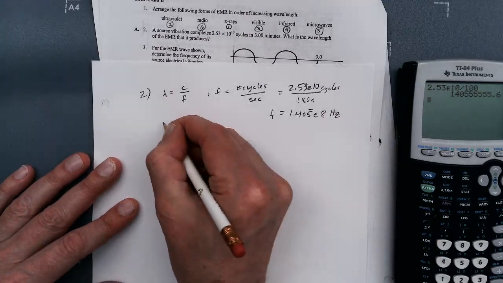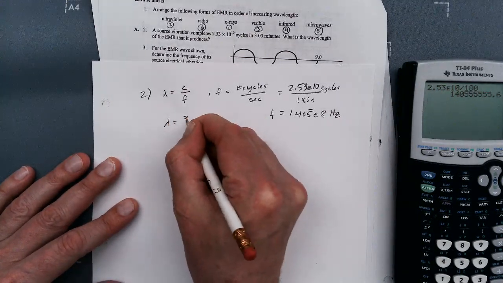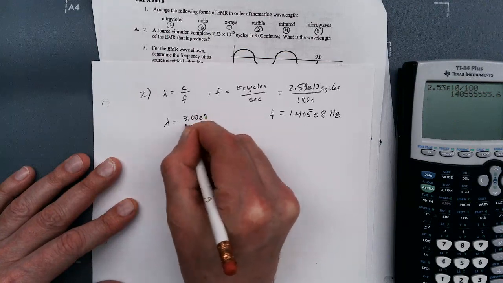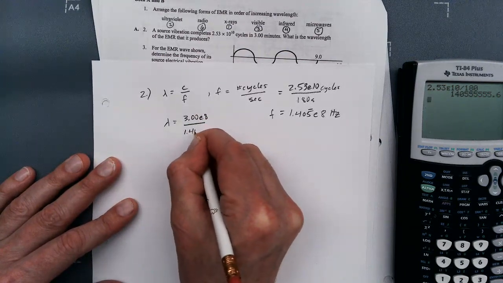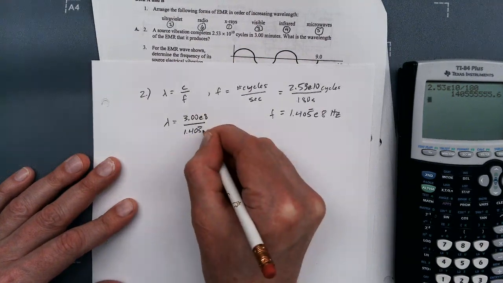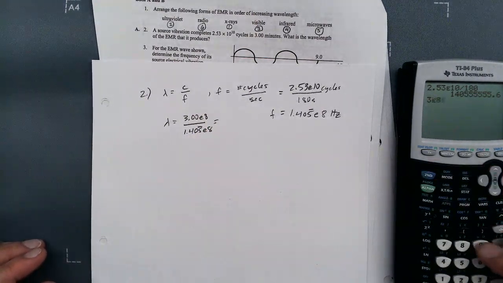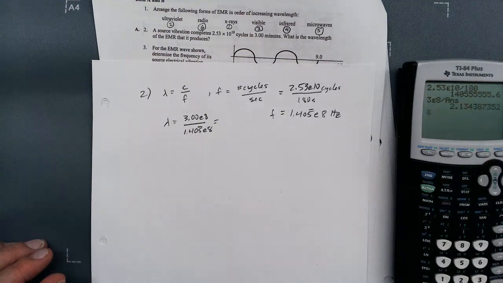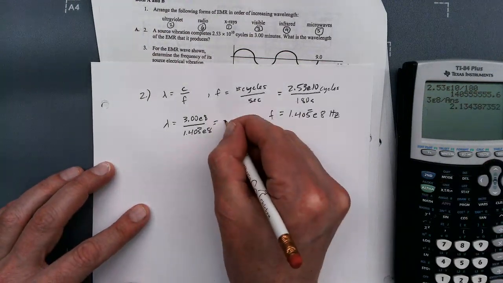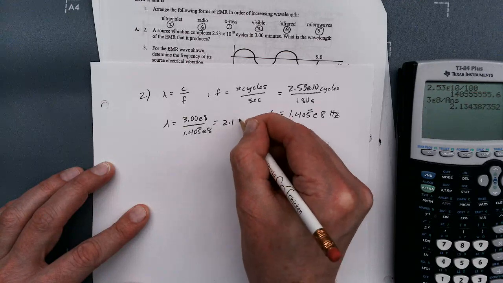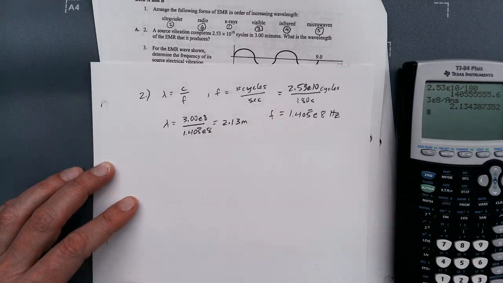Now we can go ahead and put that into our equation here. 3E8 divided by 1.405 repeating E8. I got 2.13 meters.